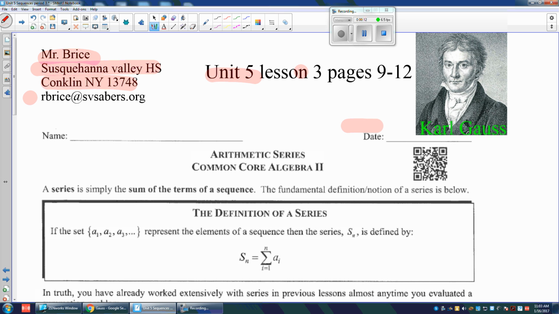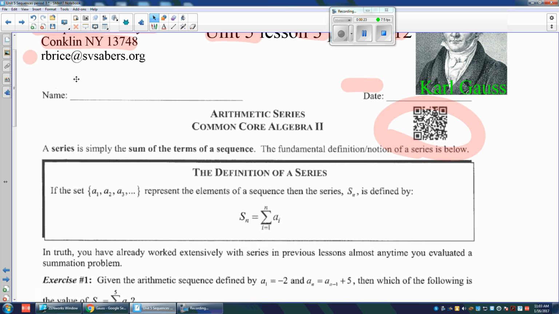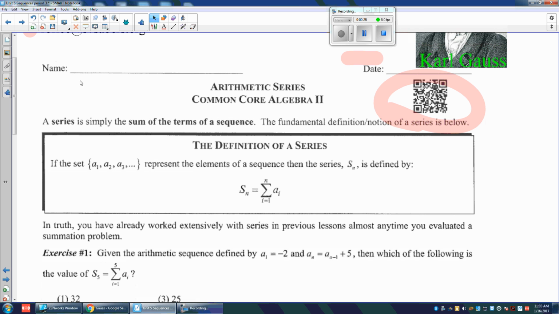We're doing Unit 5, Lesson 3, pages 9 through 12 in the packet. If you don't understand what I'm saying, the genius that made these worksheets, you can scan that QR code right there and learn from him. Okay, we are doing the non-regents Common Core Algebra 2, and we're going to talk about arithmetic series today.